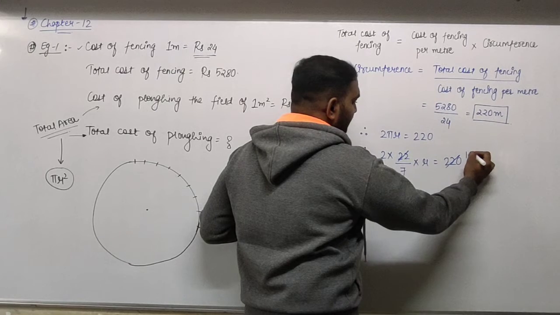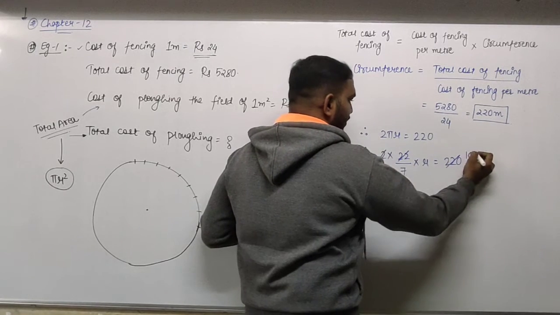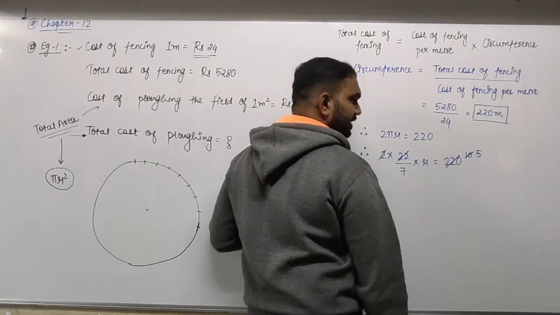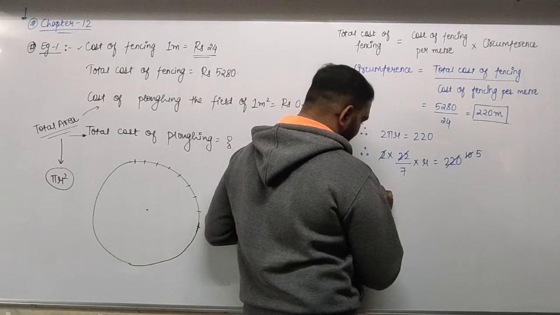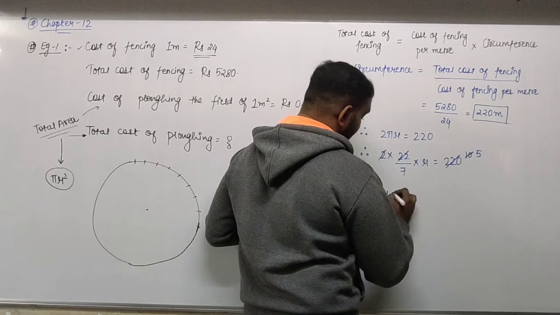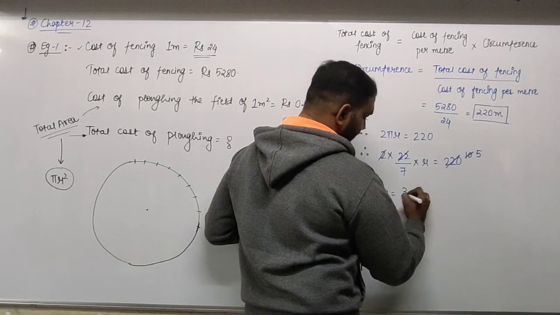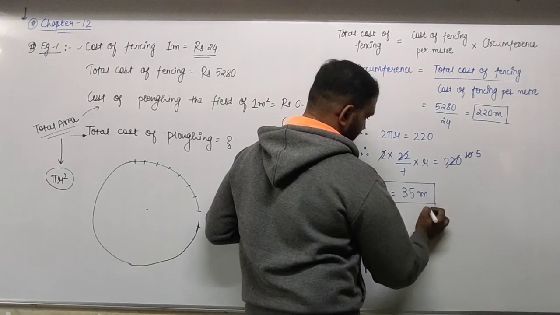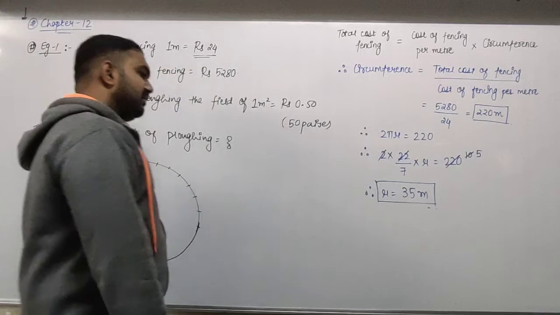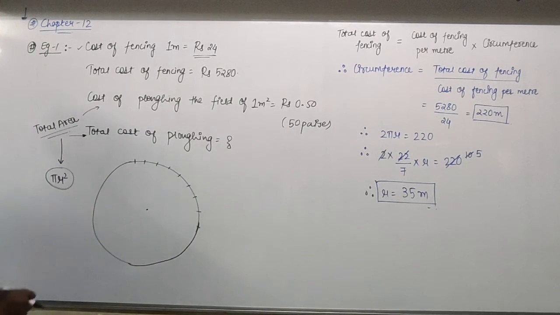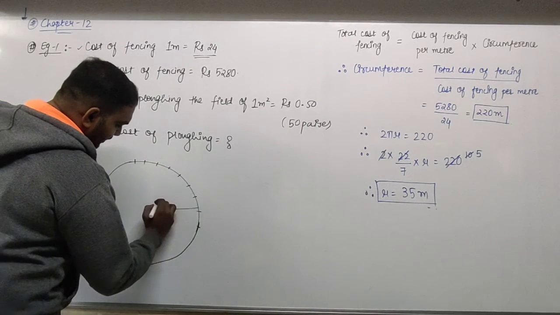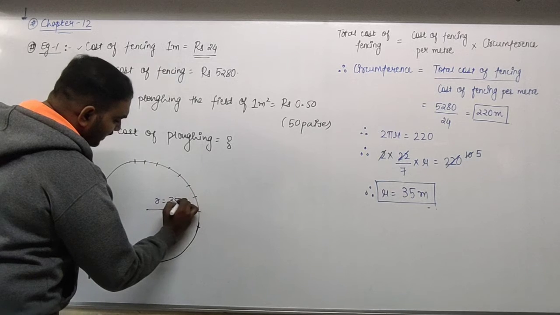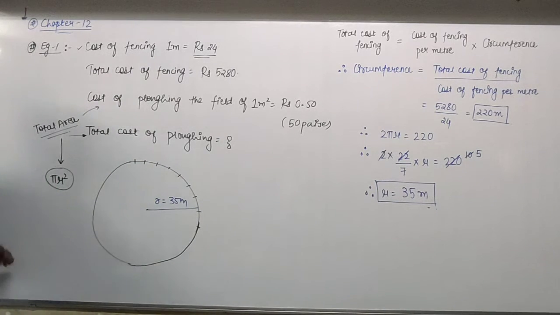22 into 10 is 220. 2 into 5 is 10. 7 will go there. Therefore, radius is equals to 7 into 5, 35 meter. We will get the radius of this circular field. આપણને આનું radius મળી ગયું અહીંયા. R is equals to 35 meter. Right? Radius 35 meter is available now.